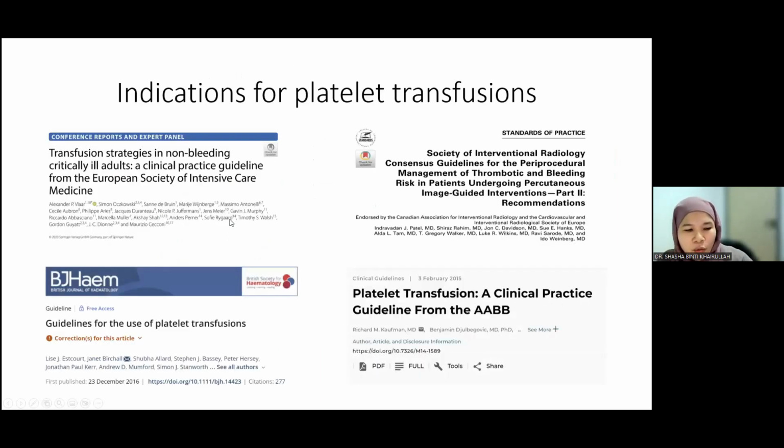So what are the indications for platelet transfusions? As you can see here, there are many guidelines that will help you to make informed decisions when it comes to platelet transfusion. And these are the guidelines that I've derived the next few slides from. And I urge you to look at the guideline that is suitable to your field of practice.